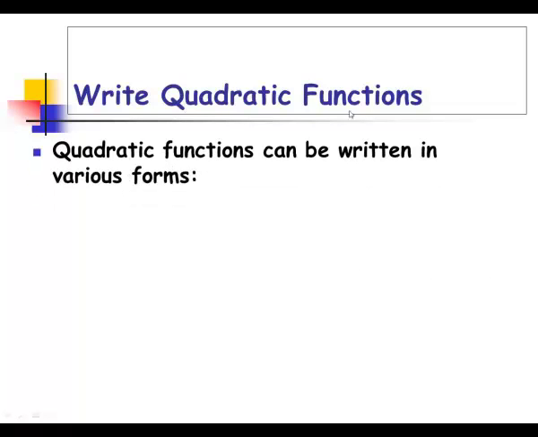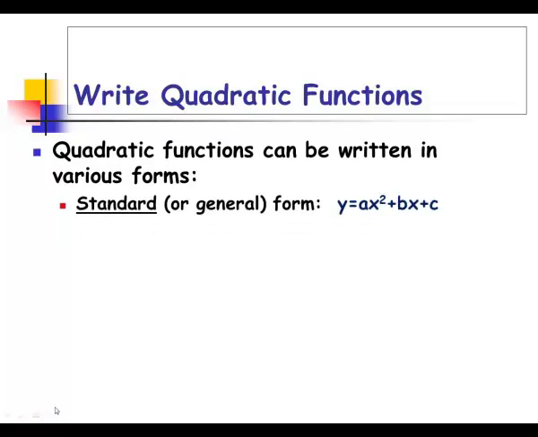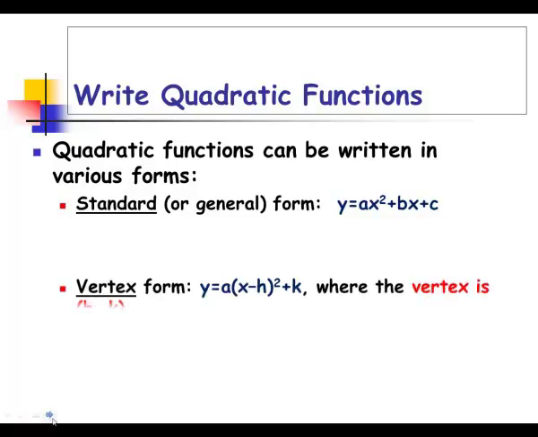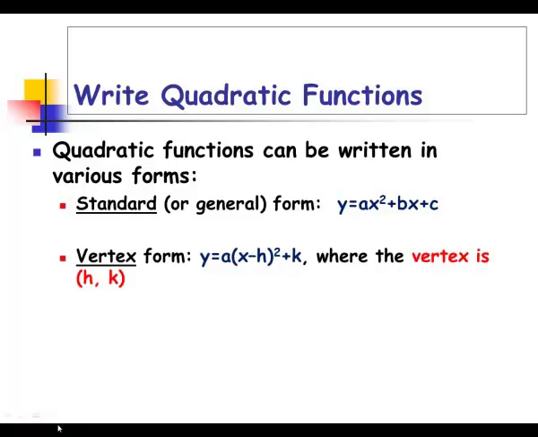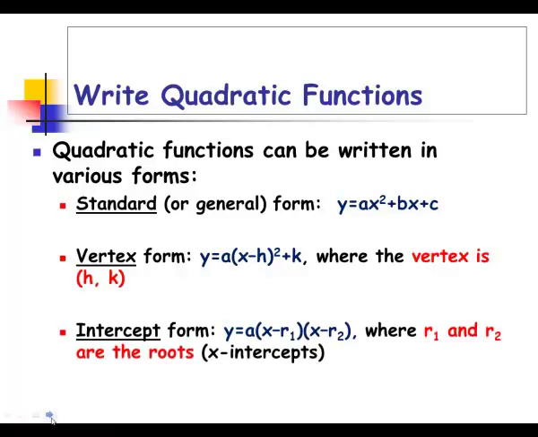Alright, today we're looking at quadratic functions. They can be written in a variety of forms, so we've already seen these. Standard is when we have y equals ax squared plus bx plus c. Vertex is our y equals a, x minus h squared plus k, and our vertex is at (h, k). And intercept form, which is our y equals a, x minus r1, x minus r2, where r1 and r2 are the roots, or our x-intercepts.